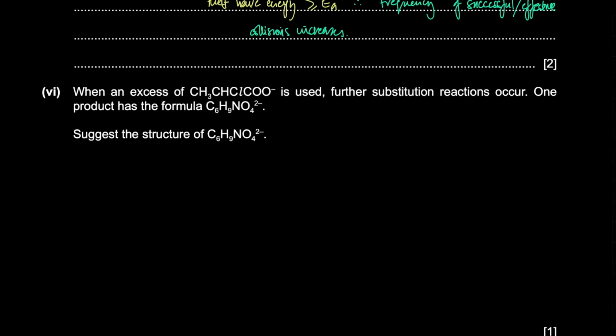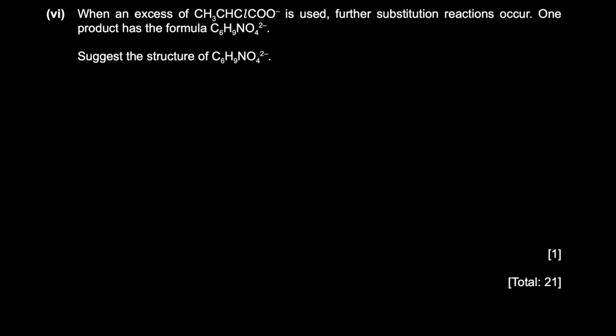When an excess of 2-chloropropanoate is used, further substitution can occur. One product has the formula C6H9NO4 2-. Suggest the structure of C6H9NO4 2-. Now when this reacted with NH3, it formed CH3CH(NH2)CO2-, which was given in the question.